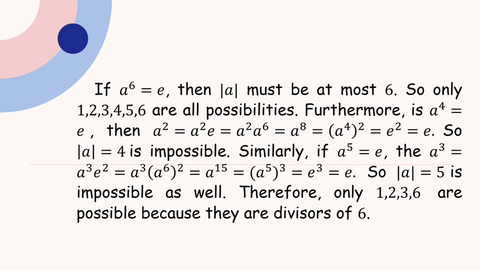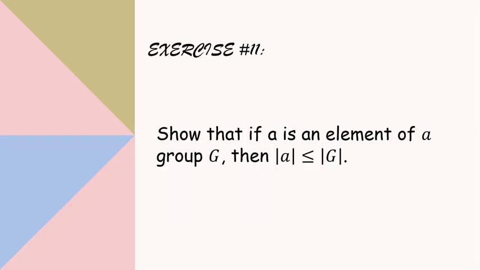Similarly, if A raised to 5 equals E, then A raised to 3 equals A raised to 3 times A raised to 12 equals A raised to 15 equals A raised to 5 times A raised to 3 equals E raised to 3 equals E. So absolute A equals 5 is impossible as well. Therefore, only 1, 2, 3, 6 are possible because they are the divisors of 6. Now, we are going to proceed to exercise number 11.